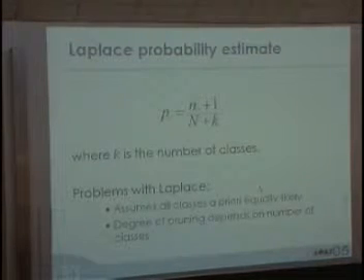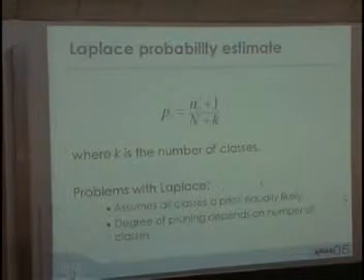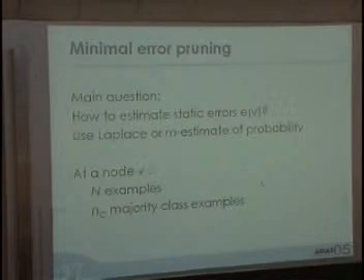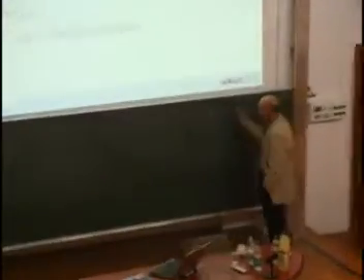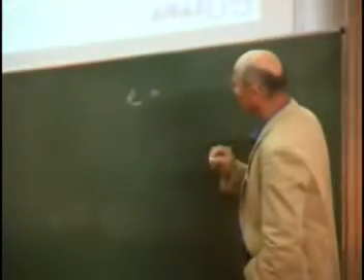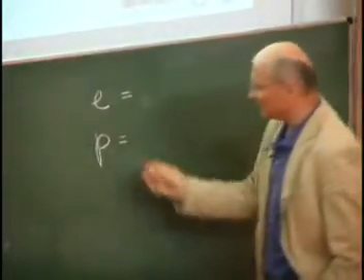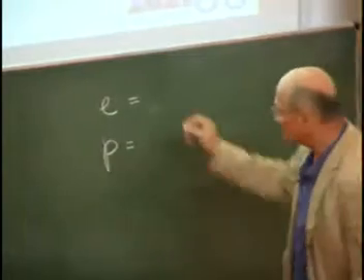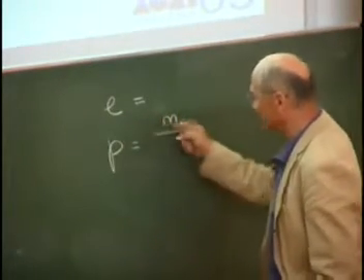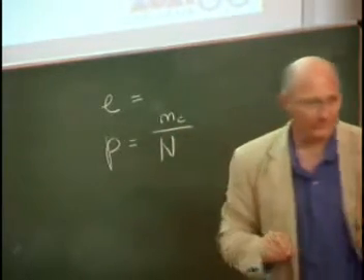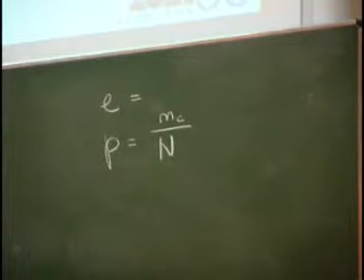Now, I can tell you what 90%, 99% of the people will propose. They will say that the probability of error at this node is equal to... okay, I will do it the other way around. The probability of correct classification is just the number of majority class examples divided by the number of all examples that fall into this leaf.